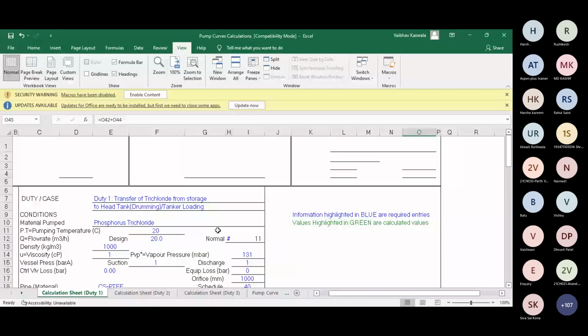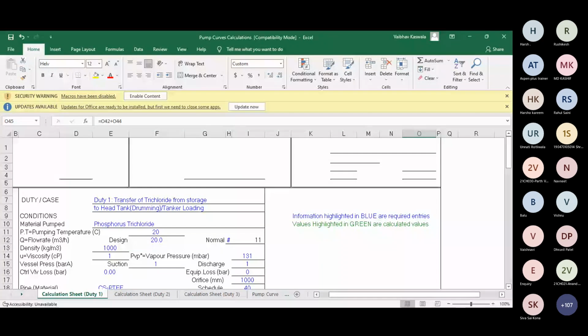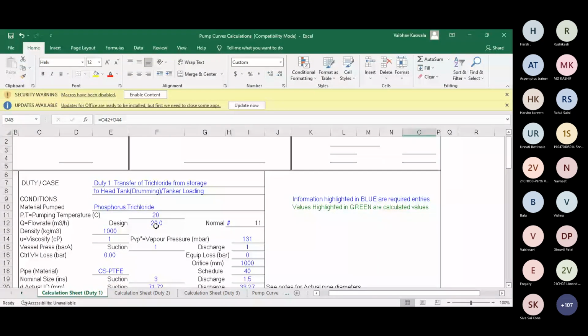Okay. So this is one standard sheet that I have prepared. Here you can also label everything related to the pump, the organization, everything. First of all, we will have a duty case. The duty is to transfer phosphorus trichloride from a tank to the tanker, or whatever the material is. Blue is basically the input and green is the calculated value. I will quickly brief how sizing is done and what formulas are used. So basically you have a pumping temperature.